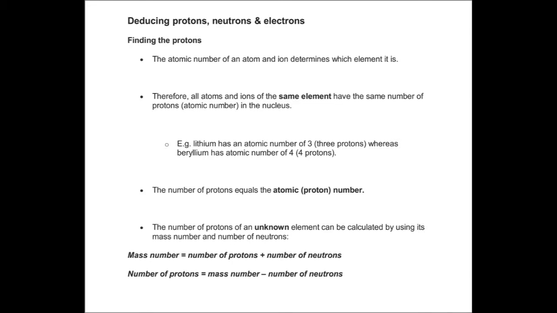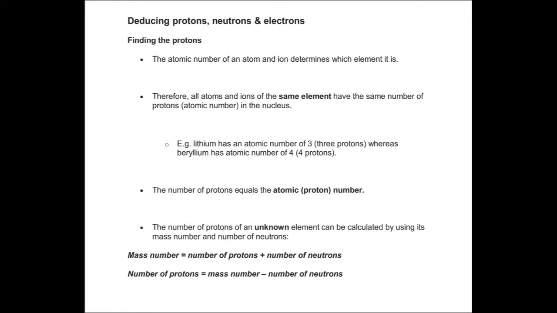Deducing protons, neutrons and electrons. Finding the protons. The atomic number of an atom and ion determines which element it is. Therefore, all atoms and ions of the same element have the same number of protons, atomic number, in the nucleus. E.g. lithium has an atomic number of 3 protons, whereas beryllium has atomic number of 4 protons. The number of protons equals the atomic proton number.